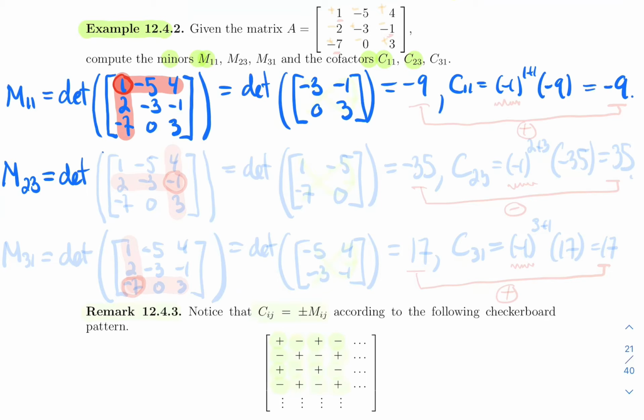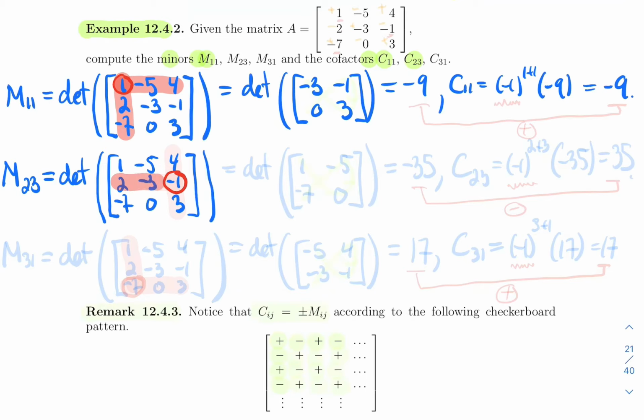So we need to create a submatrix. Either you do it directly, or here I just want to show you where it comes from. So I have 1, minus 5, 4, 2, minus 3, minus 1, minus 7, 0, plus 3. First let's find the entry that we want. So 2, 3, second row, third column. So we're talking about minus 1 here.